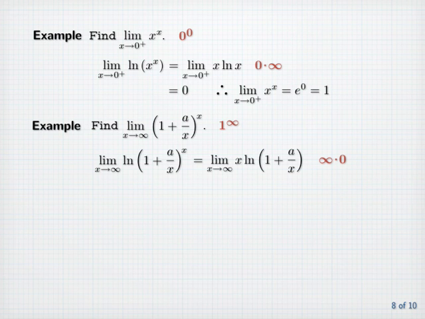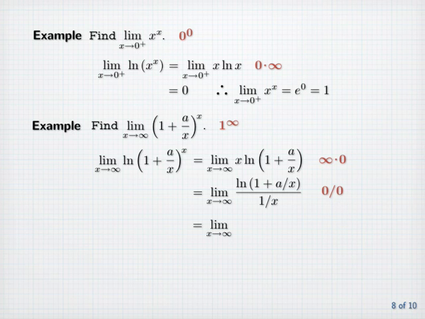Now we want to rewrite this as a 0 over 0 limit by putting 1 over x in the denominator. So now we apply L'Hopital's rule. We have now the limit as x goes to infinity of a quotient whose denominator is going to be minus 1 over x squared, and whose numerator is the derivative of the natural log of 1 plus a over x, which is 1 over 1 plus a over x, times the derivative of a over x, which is minus a over x squared. Now let's multiply the numerator and denominator here by x squared.